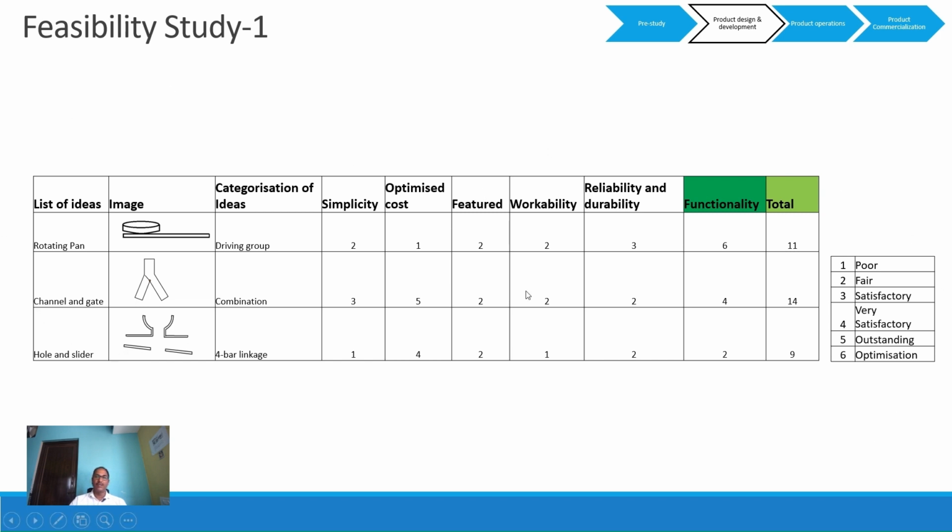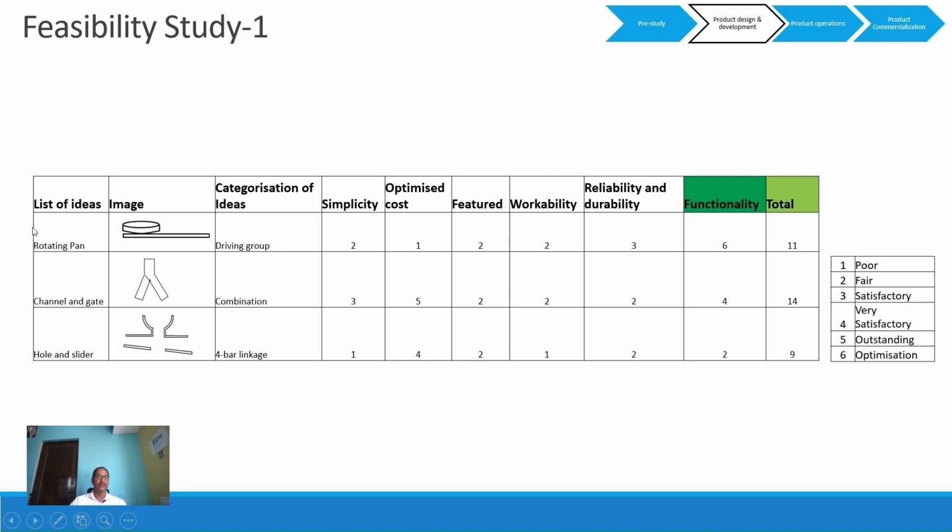So, this table has several columns. In the first column, we have the ideas listed. In the second column, we have the images. In the third column, we have the categorization of these ideas. And we have several other columns with the evaluating parameters, where each idea can be evaluated against each parameter. Okay, now let's see one by one.